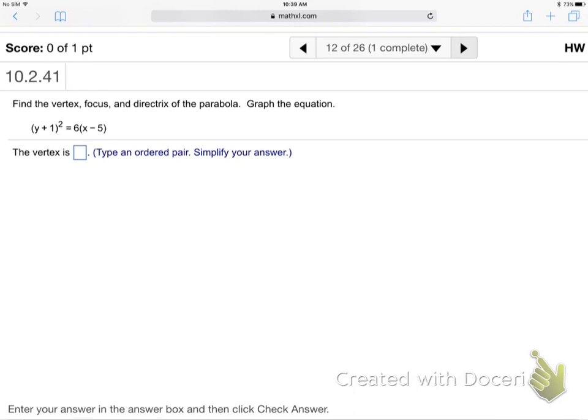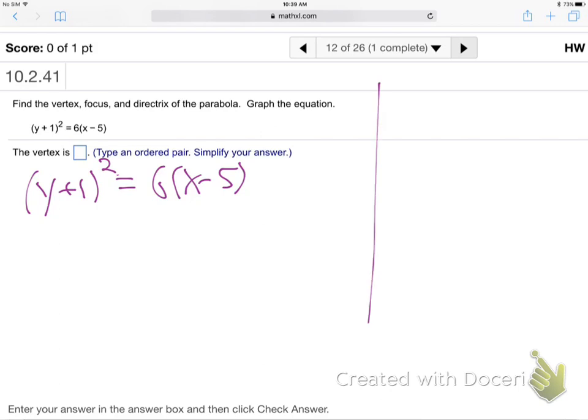So they're giving me y plus 1 squared is 6 times x minus 5. All right, so they want me to graph it in the end anyway, so I think it's easiest and most helpful just to begin graphing right away, because having a picture to look at is just helpful. So go ahead and start.